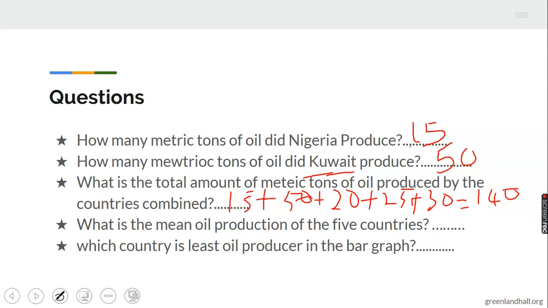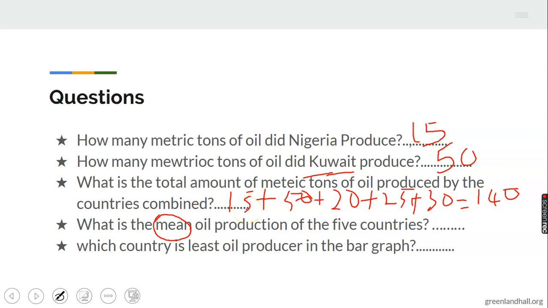Now let's go to the next question that says, what is the mean oil production of the 5 countries? Mean. Remember I told you in quantitative class, sometimes it goes maybe with 3 or 4, mean, median, and mode. Can you remember what mean is? How do we get our mean? Okay, good. So he wants us to get the mean of the 5 countries. So we have 1, 2, 3, 4, 5 countries.